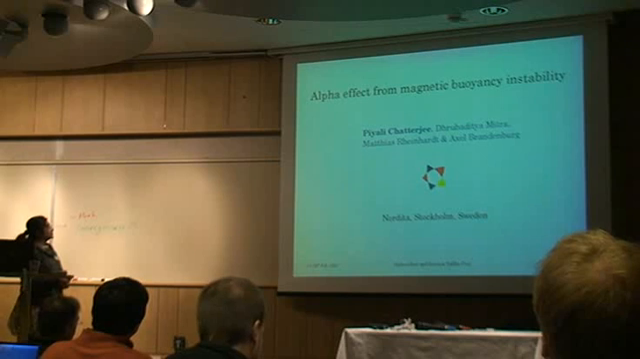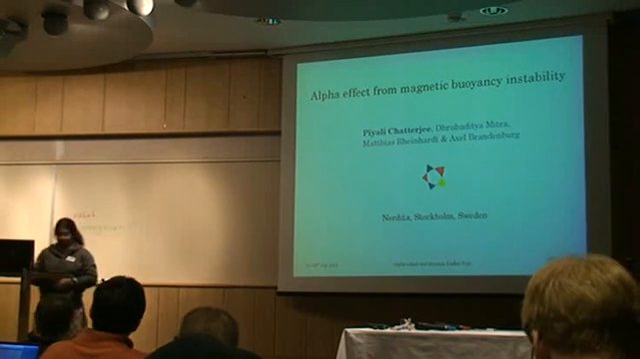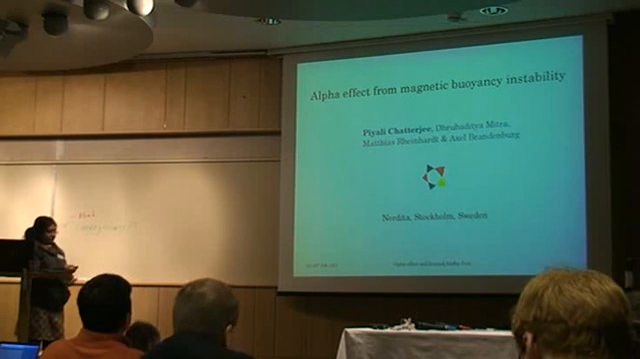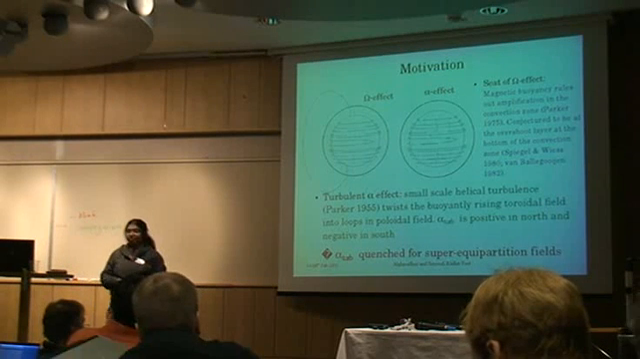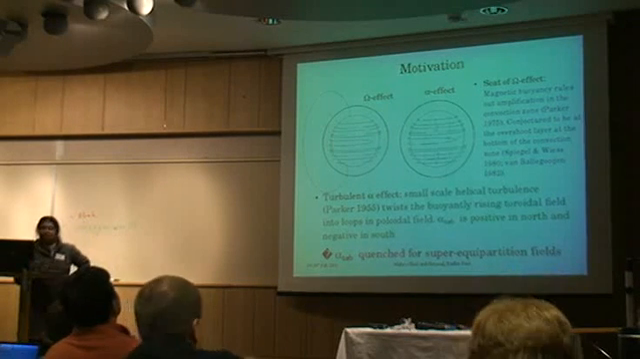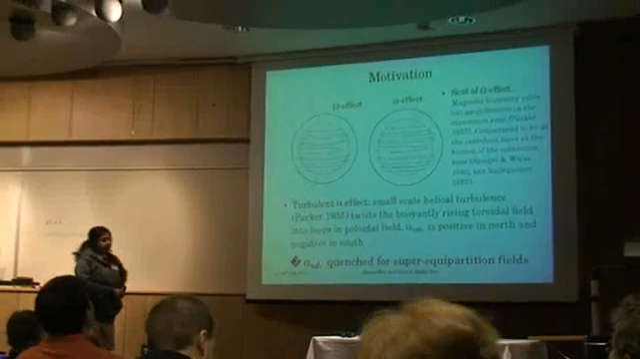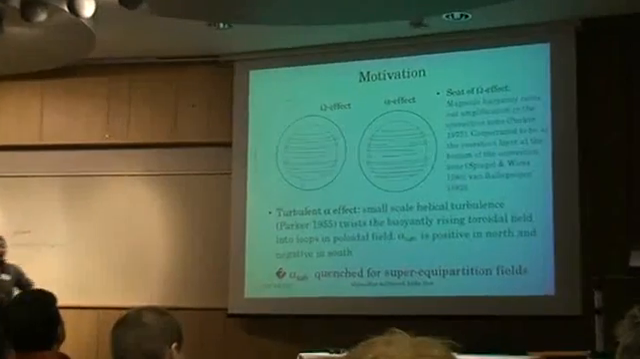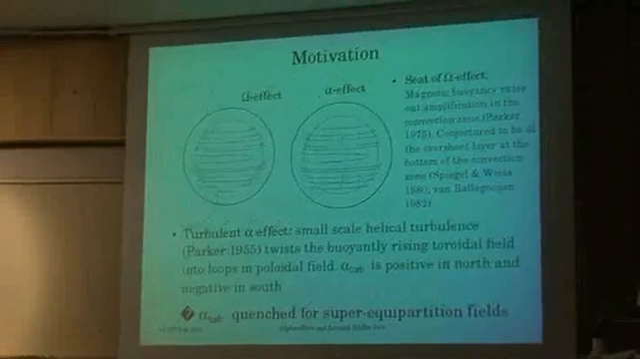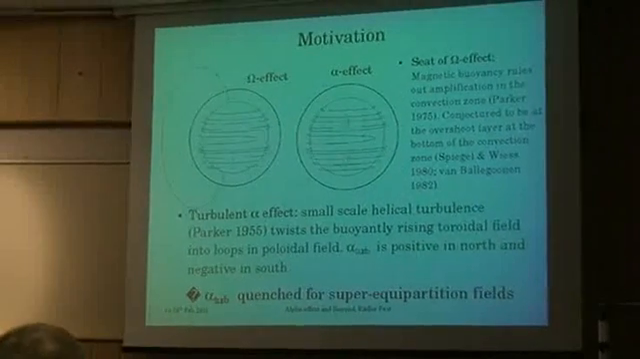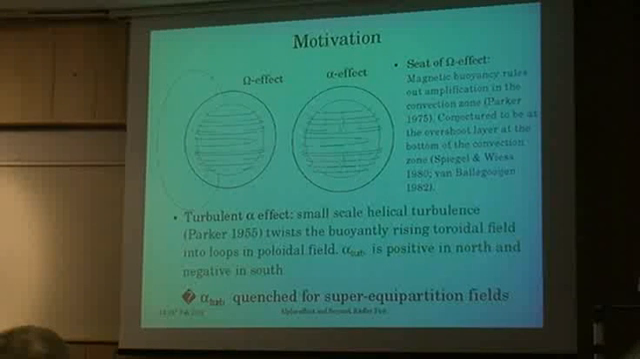So, I am also going to talk about alpha effect from an instability, in this case magnetic buoyancy instability. In order to motivate the problem, I shall start with the classical idea of the solar dynamo, where the toroidal fields are generated at the base of the solar convection zone, where the tachocline is located, and then the small scale helical turbulence twists the rising toroidal magnetic flux tubes to form poloidal loops.